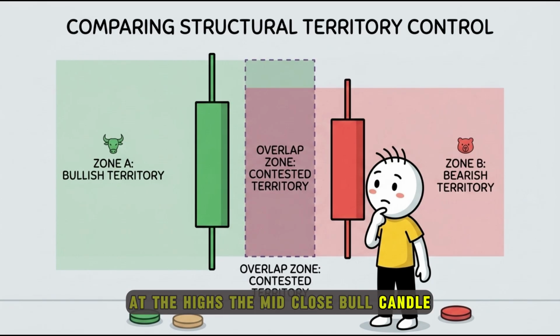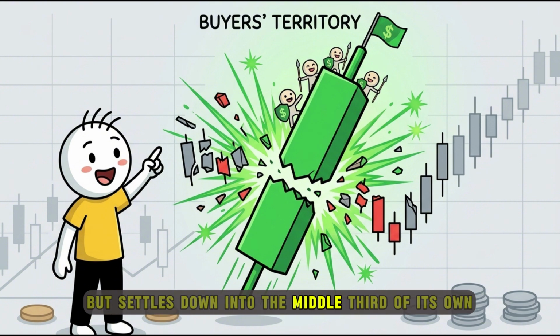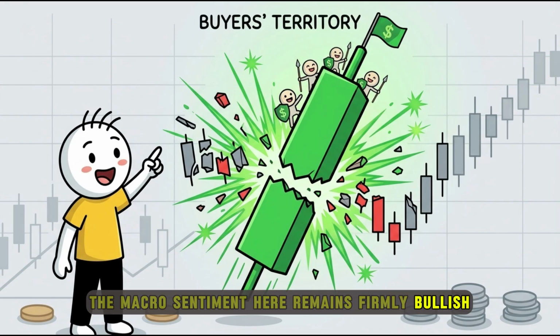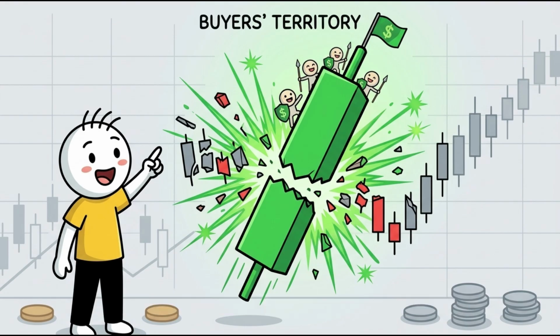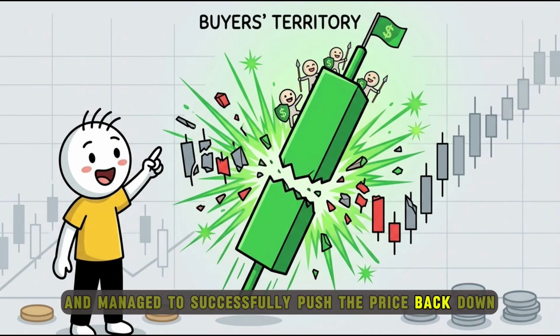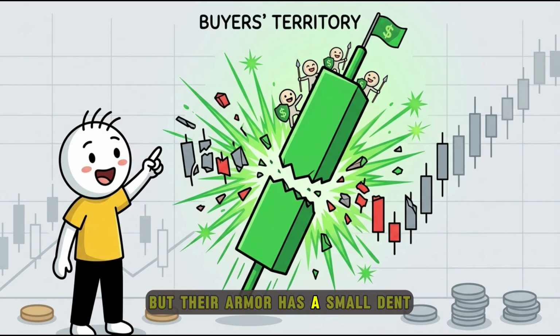The mid-close bull candle features a close that breaks above the previous candle's high but settles down into the middle third of its own active range. The macro sentiment here remains firmly bullish because new ground was broken. But it flashes a minor warning sign. Sellers stepped in at the absolute highs and managed to successfully push the price back down before the close. The bulls still own the field, but their armor has a small dent.